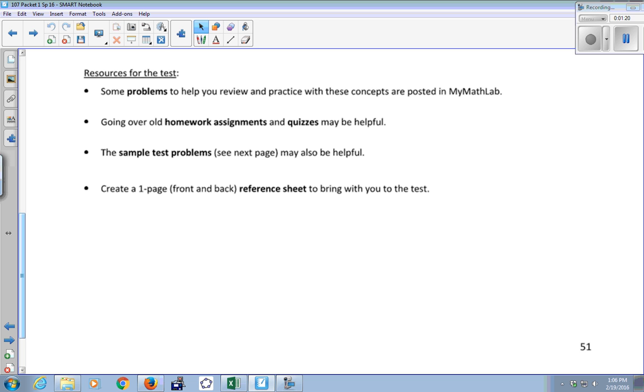Like I just mentioned, there is a practice assignment in MyMathLab for the test. Looking over your old homework assignments and the quiz 1, which I just gave back, can be helpful. There's a set of sample test problems on the next page. I'll talk about that in just a second. And you can bring 1 page of notes with you to the test. Okay, a 1-page reference sheet. You can write on the front and the back. You can handwrite it or you can type it, but you have to create it yourself.